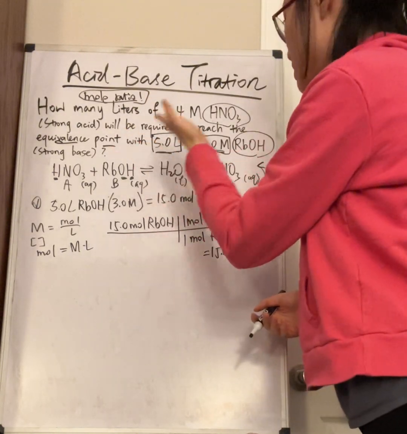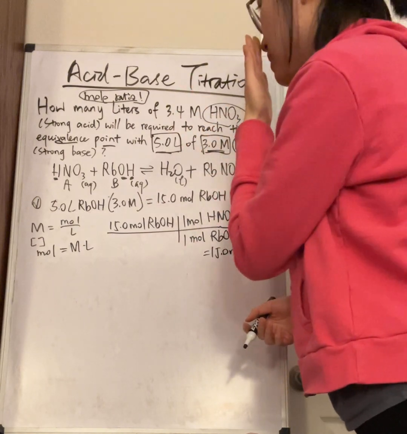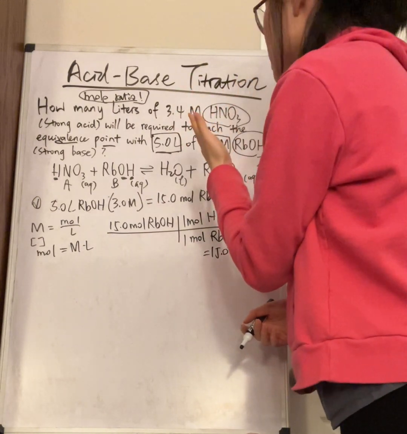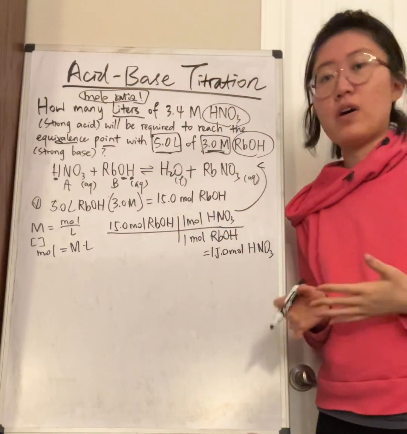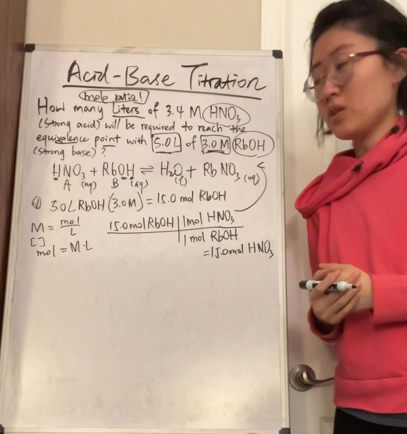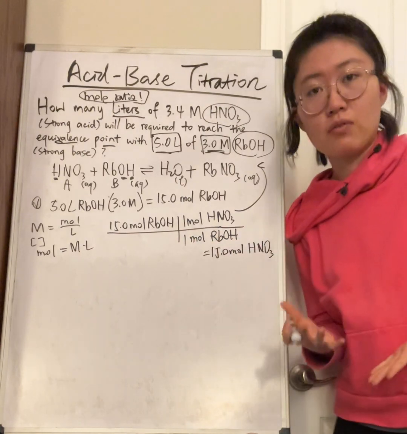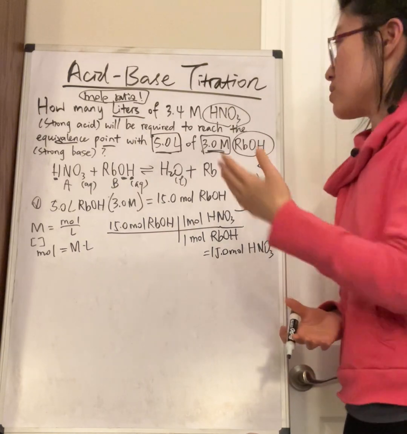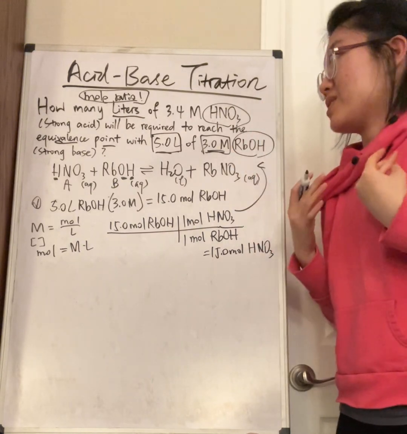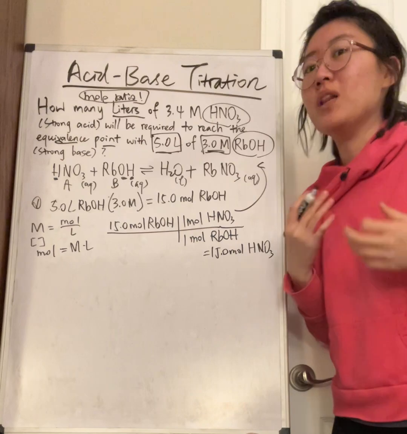So take a look. What is the problem asking for? This problem is asking for how many liters. Okay, liters. So we have to find the volume of HNO3. We already found the moles. How do we find the volume? Well, they gave us 3.4 molarity of HNO3. What does that stand for, or what does it imply?